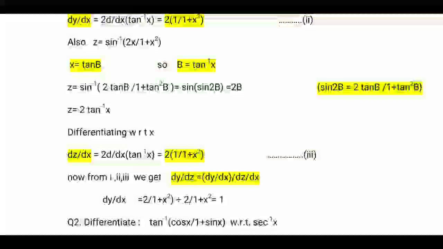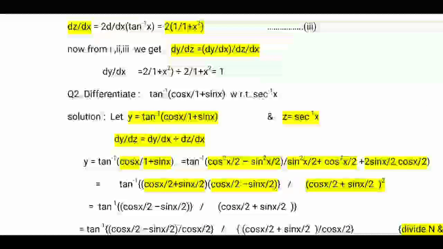Now differentiate both sides with respect to x. dz upon dx will be equal to 2 d upon dx of tan inverse x, that is equal to 2 into 1 upon 1 plus x square. Call it third. From first, second, third, you have to put the values in dy upon dz as dy upon dx whole upon dz upon dx. We get 2 upon 1 plus x square divided by 2 upon 1 plus x square, that is equal to 1. So dy upon dz is equal to 1.